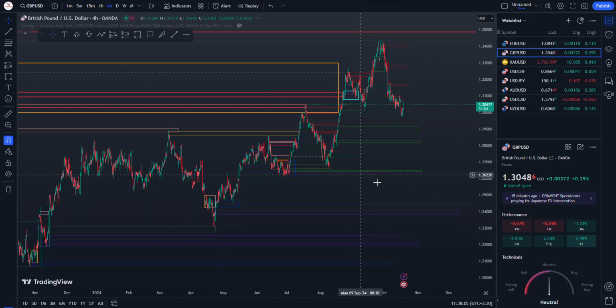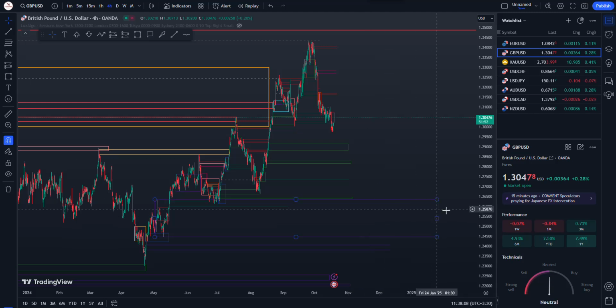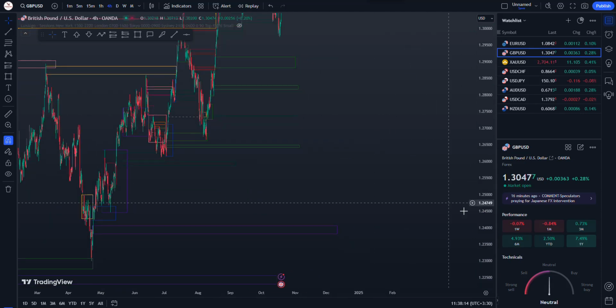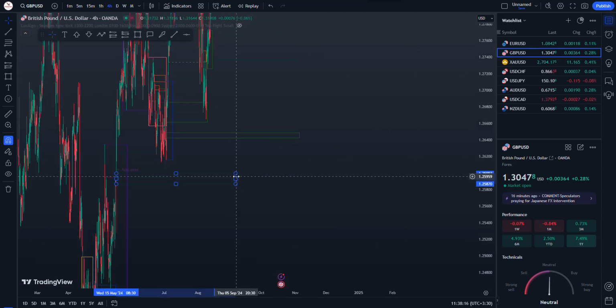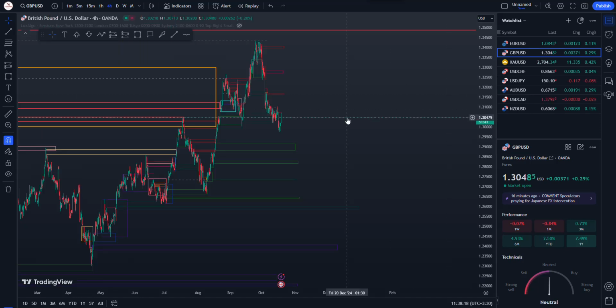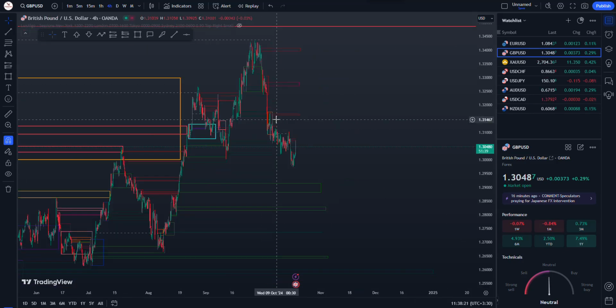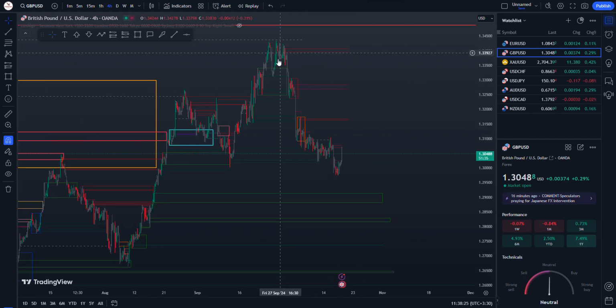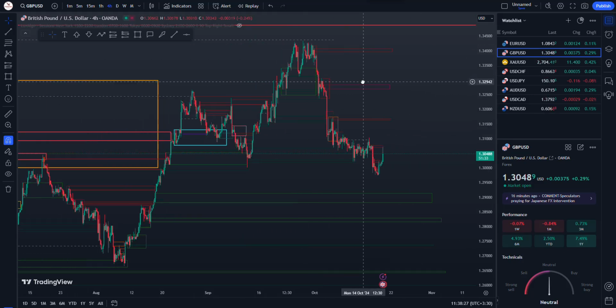So even if we consider this one or this one here, price has many ways to reach those levels, and we can go short with price for now. So price is going down from there.